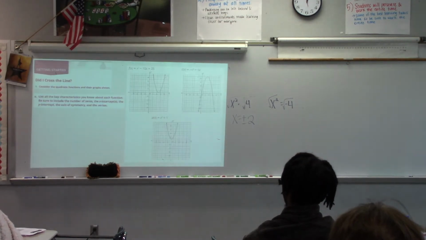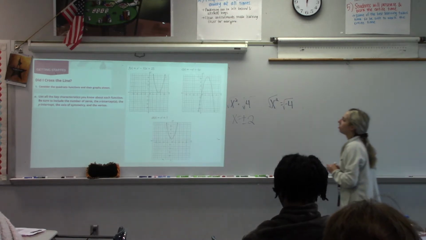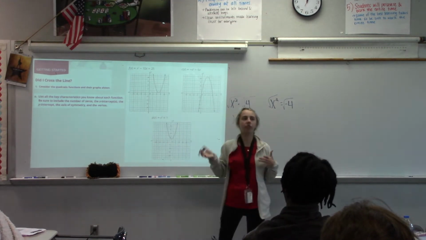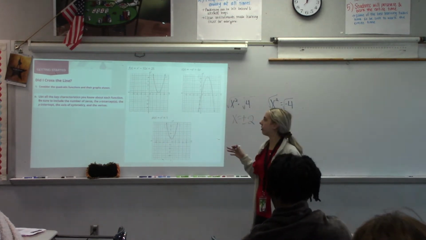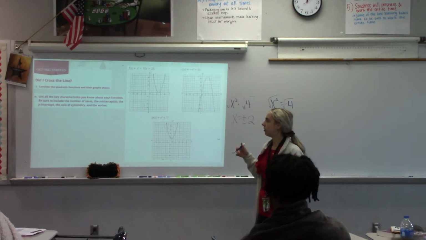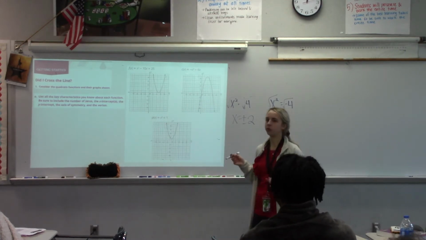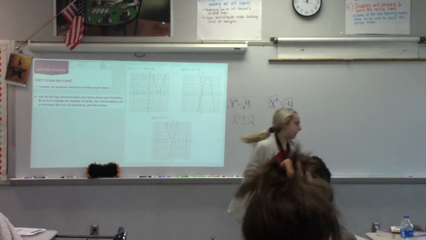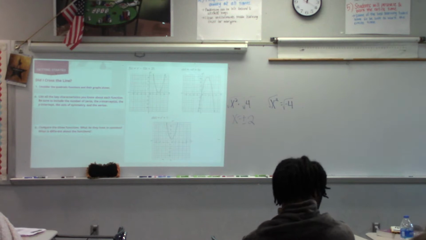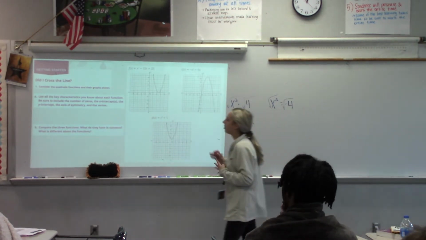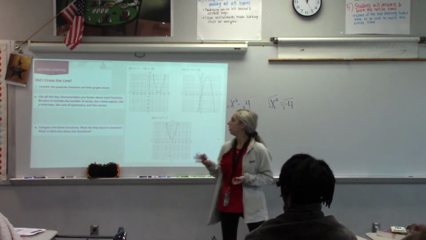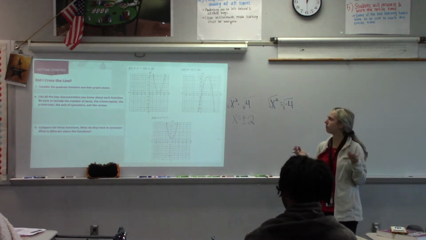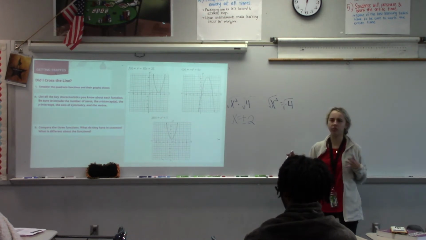Okay, so on this getting started, it shows us the picture of 3 graphs, and it says, look at all the graphs and list the characteristics you know about each function. So we're talking about zeros, x-intercepts, stuff like that. And then B asks you to compare them and ask what they have in common and what's different about them. So let's look at these 3 graphs. What's the first thing you notice about the numbers of zeros and the x-intercepts?